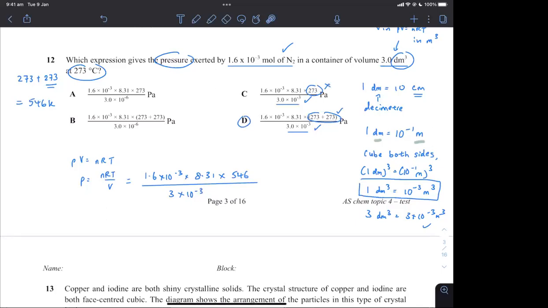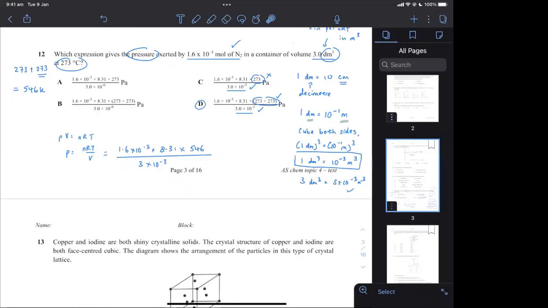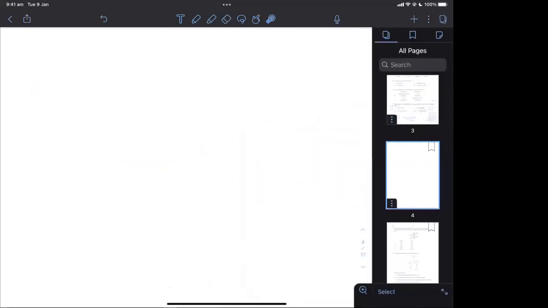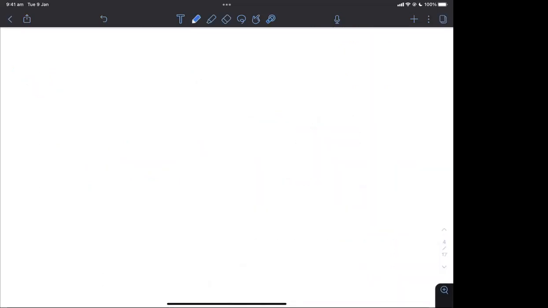Now I'm also going to show you something. This was dm cube to meter cube. Okay, dm cube to meter cube. Now let's try the same thing with cm cube. So I want to change cm cube to meter cube.